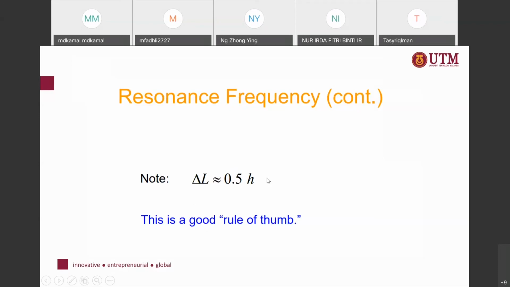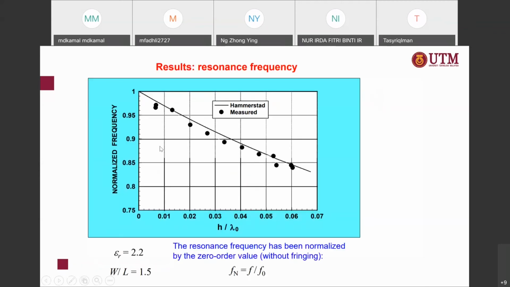If you feel that you don't want to calculate, you can use the rule of thumb here, 0.5 H. So you need to know what is the H. From this H, you can calculate the value of your delta L. Sometimes we also need to use the rule of thumb to find out this particular value. So this is very important as well for your design. This is what you call the resonant frequency here.